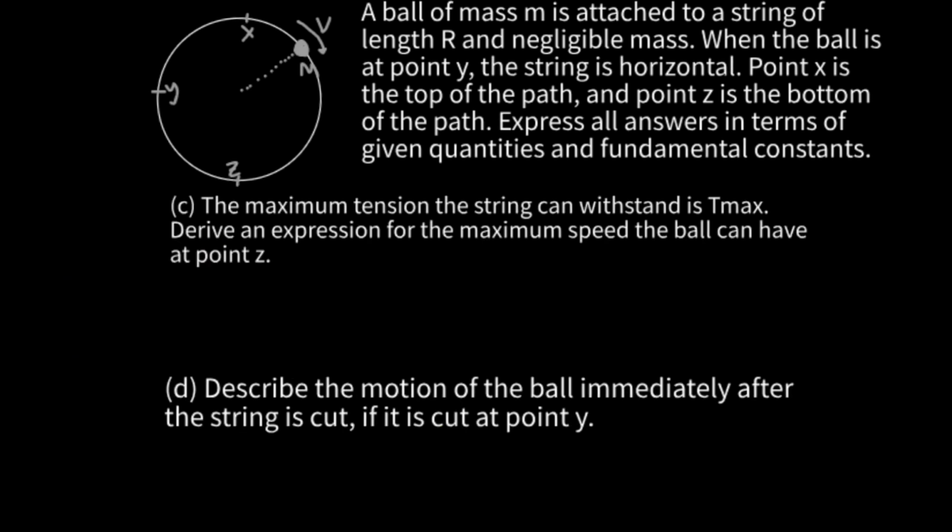These are the last two parts of this question. So for part C, we are looking for the maximum tension the string can withstand, which is T max, and then we're trying to solve for the maximum speed the ball can have at point Z. Remembering our free body diagrams from part A, let's just sum our forces at point Z. Again, we're going to be consistent and say the inward is positive. So the sum of our forces at Z is going to be T minus mg, but our tension is a maximum. And that will equal mv squared over r.